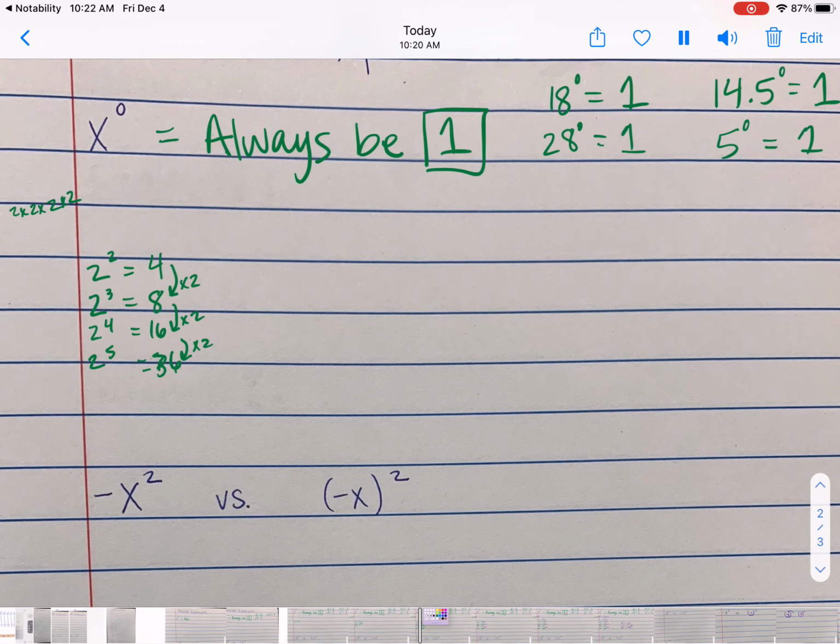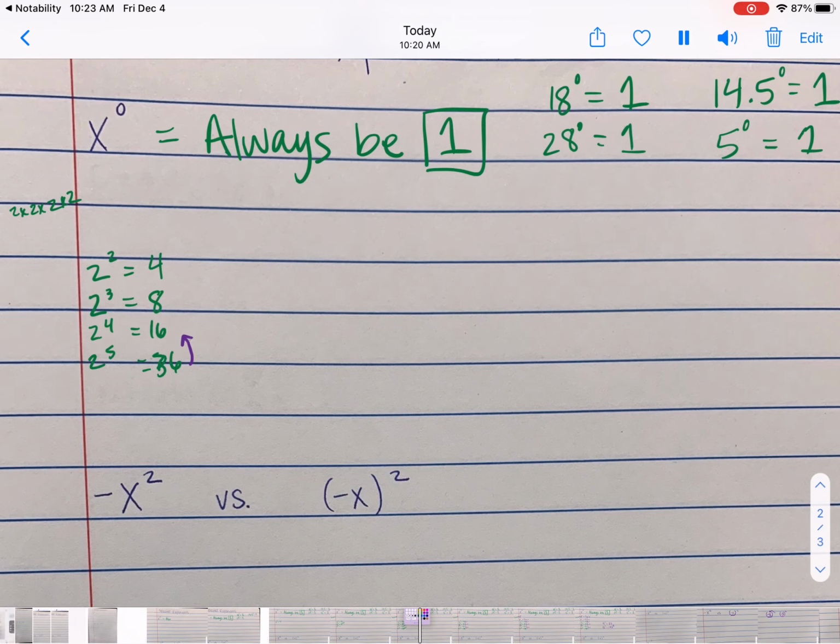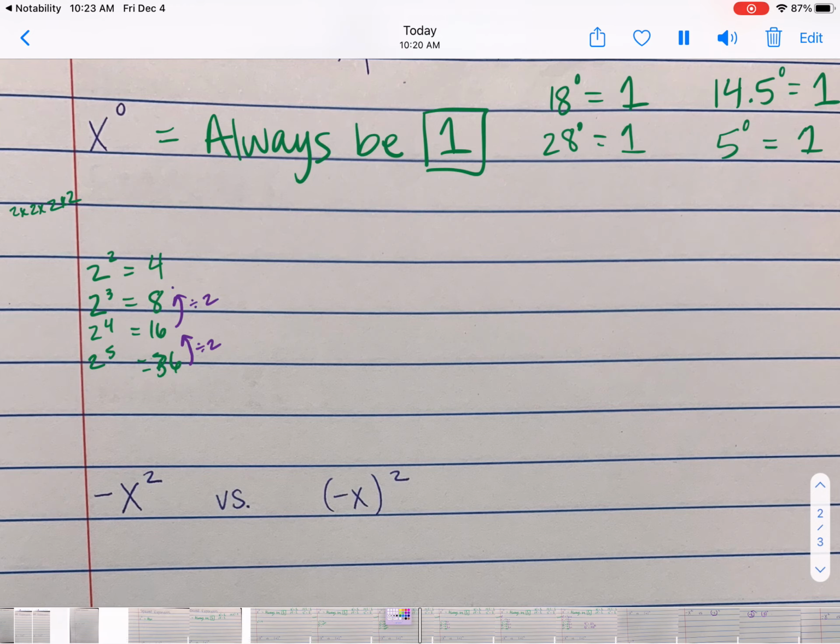Now, if I kind of reversed my thought process here and I said, okay, what's happening from one number to the next as I move down? So if I went from 32 to 16, I'm actually dividing by 2. If I went from 16 to 8, I am dividing by 2. 8 to 4, dividing by 2. So whatever my base number is, I'm dividing by that number as I move down.